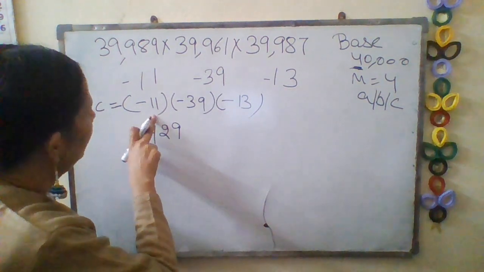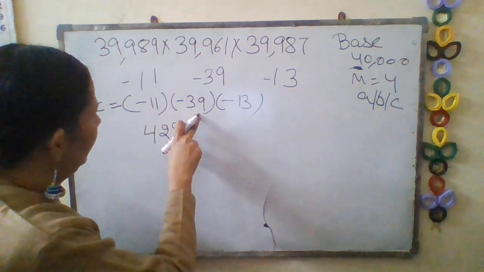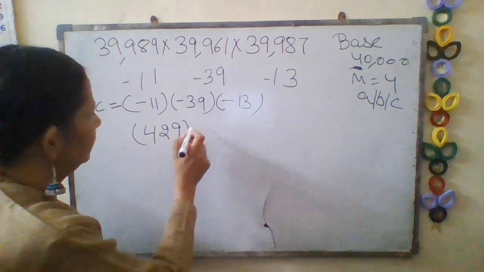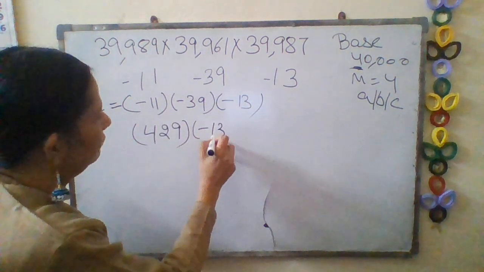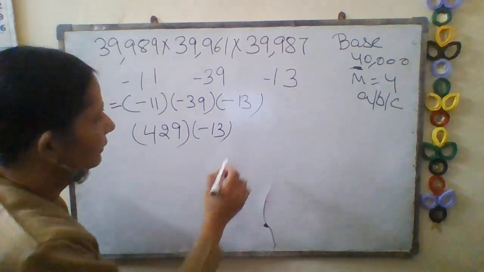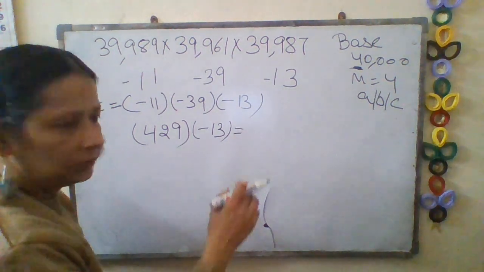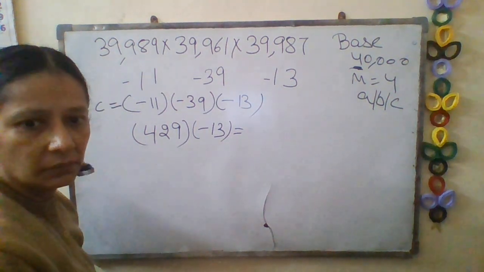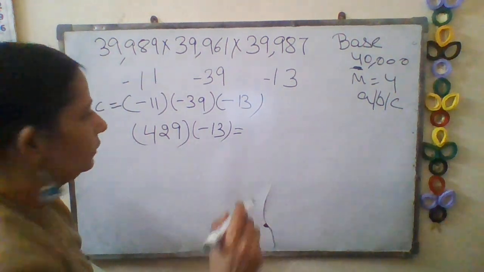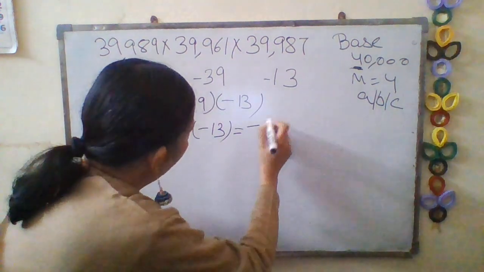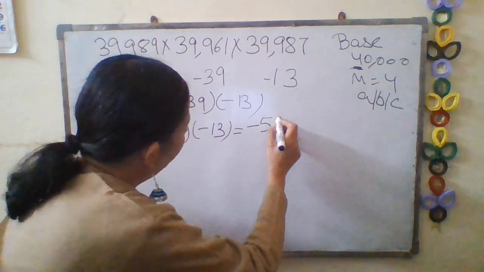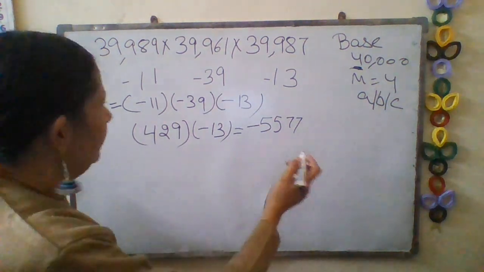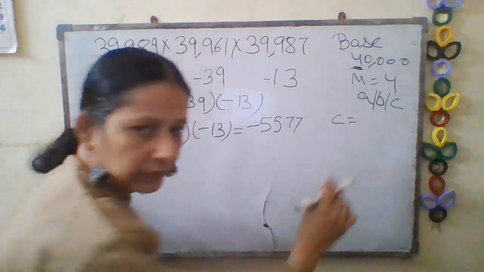So when you multiply 11 with 39, you will get this in positive, because minus into minus is positive. Then you have to multiply this with this minus 13. So here you will get, this portion I have already solved for you, minus 5, 5, 7, 7. Okay. This is the value of C. So I am going to write down the value of C here.